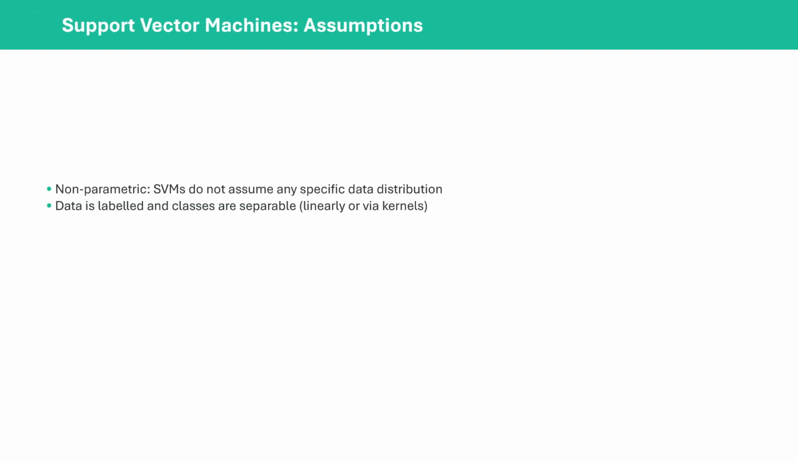And now let's talk about assumptions. Okay, these are the requirements to use a support vector machine. First, support vector machine is a non-parametric machine learning algorithm. That means it does not assume your data follows a normal distribution. It does not assume equal variances. It does not assume Gaussian structure. It makes one core requirement. You must have labeled data. And there must exist some separating boundary, whether linear or achieved through a kernel transformation.